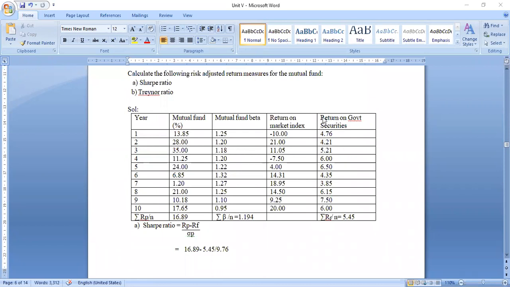When you're speaking of the fourth column, it is not the fourth column, it has to be the third column. The fourth column is all about the risk-free rate of return. This we need for calculation: RP minus RF. So RF is nothing but return on government securities, return on treasury bills. So all these are risk-free rates of return. Okay.